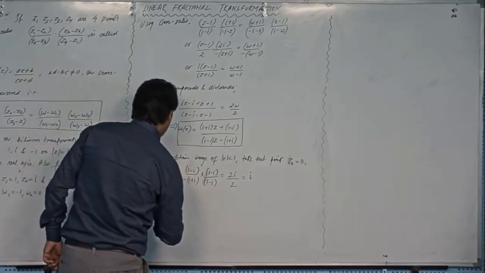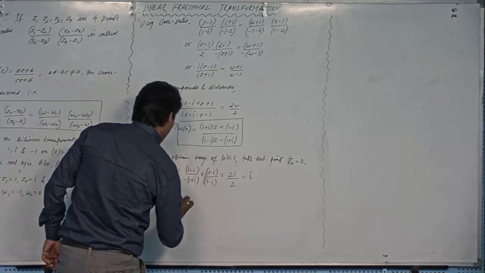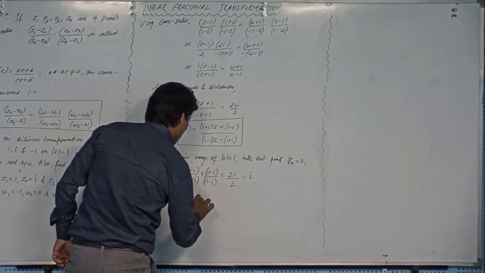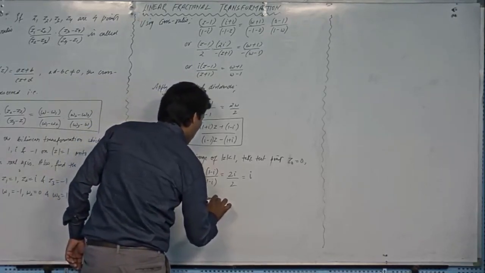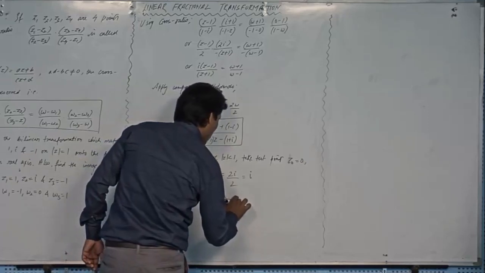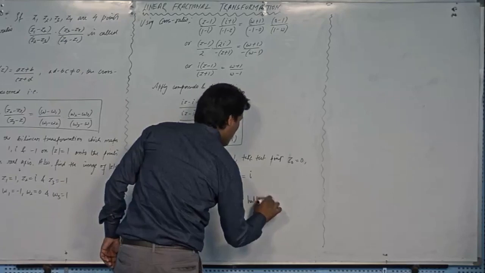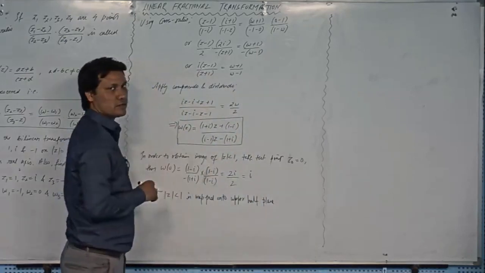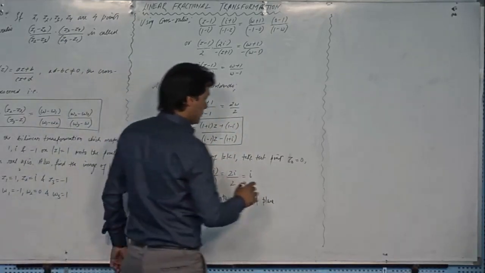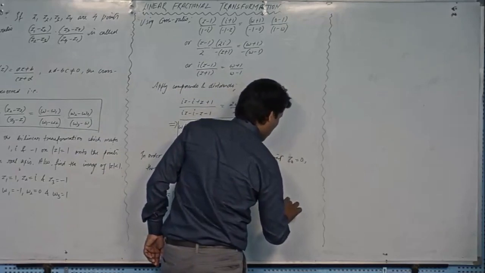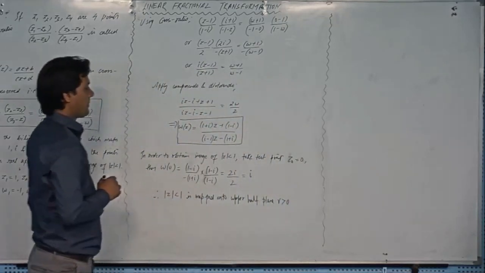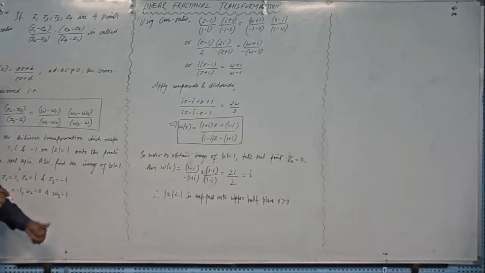So therefore mod z less than 1 is mapped onto the upper half plane, because this point is belonging to the upper half plane, right? And that should be written as v greater than 0, right? Okay, now I will take another example.